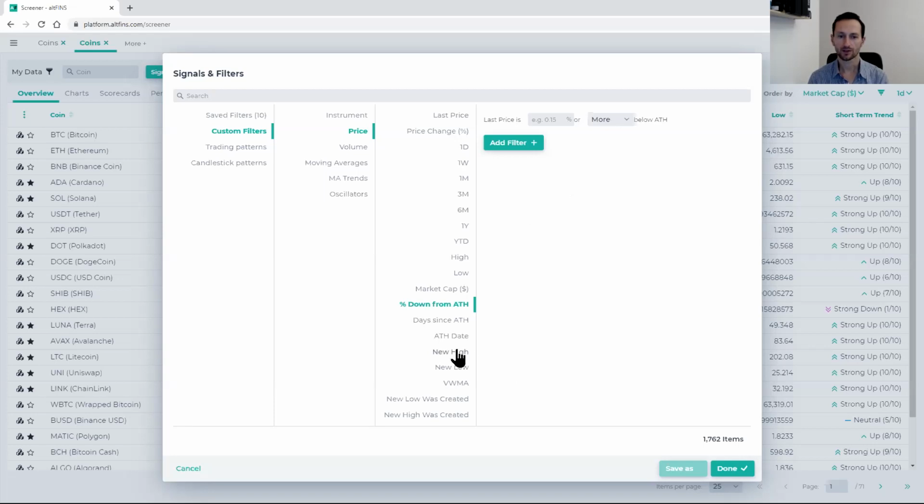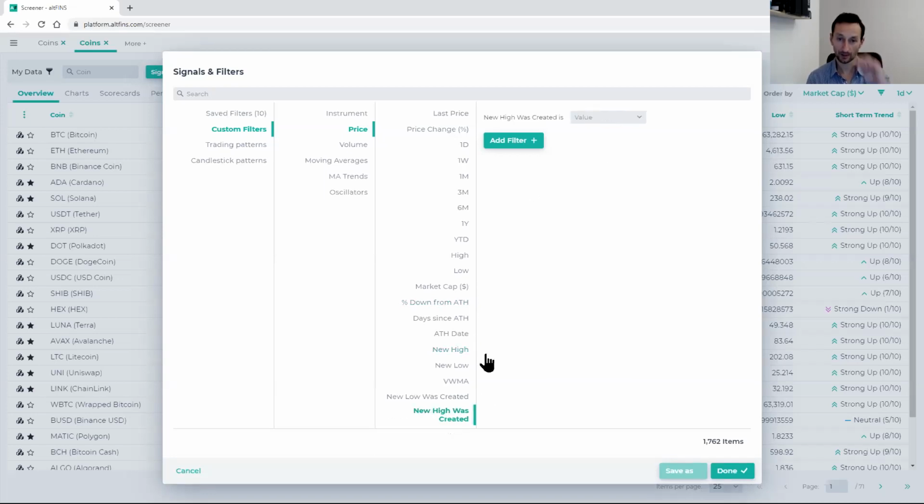The other one is new high. New high was created. So this is not an all-time high, just a local high in the last 30 intervals. So if you're on a daily, it'll be in the last 30 days. If you select yes here, you'll see that about 400 coins have in the last 30 days reached a local high. Let's take a look at them.